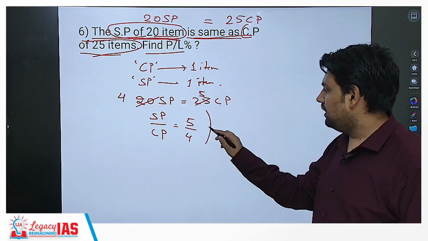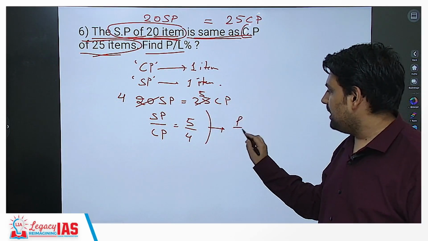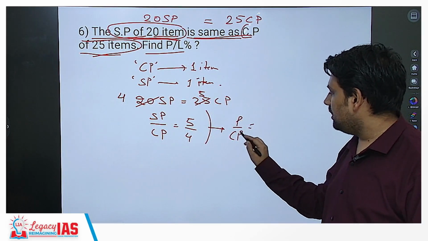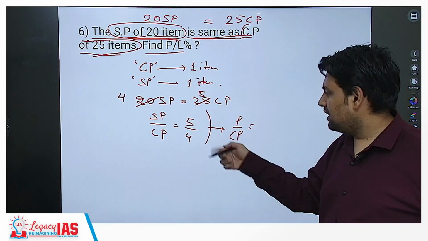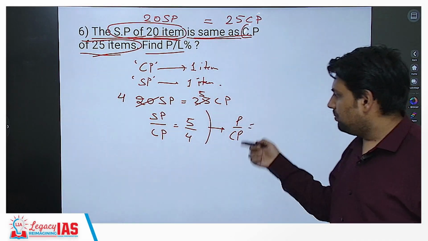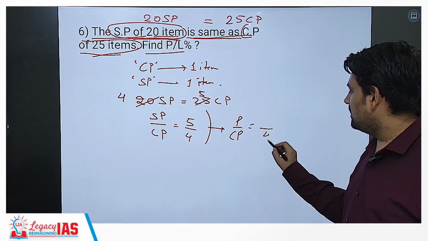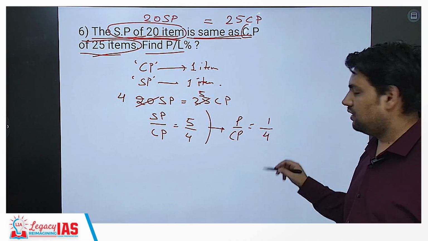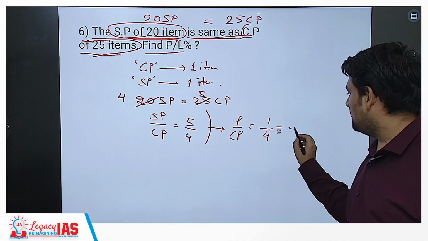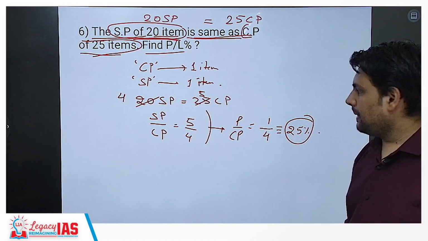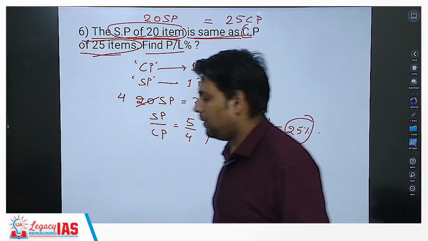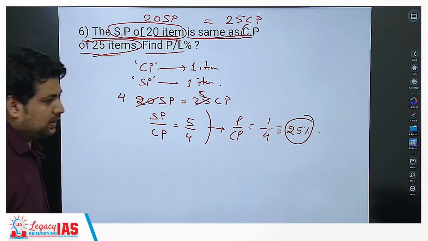That means clearly you can write P by CP. Why P by CP, not L by CP? Because the selling price is clearly coming out to be more than the cost price. That means there is profit. So profit by CP becomes, this is 4 and 5 minus 4 is 1. So 1 by 4, this becomes equivalent to 25%. That's it. So this is the profit that he will be getting.